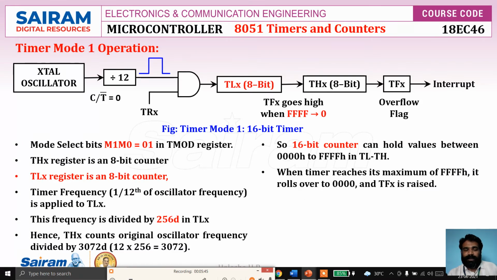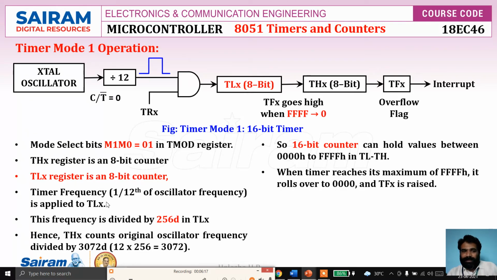Now this is the mode 1 operation. The only changes compared to mode 0 are that TLX is 8-bit. Since it is a 16-bit counter, the maximum count is FFFFH. When it becomes 0, the corresponding overflow occurs, and the corresponding timer flag is set to 1. Here the mode select bits are 0 1. These are the changes.